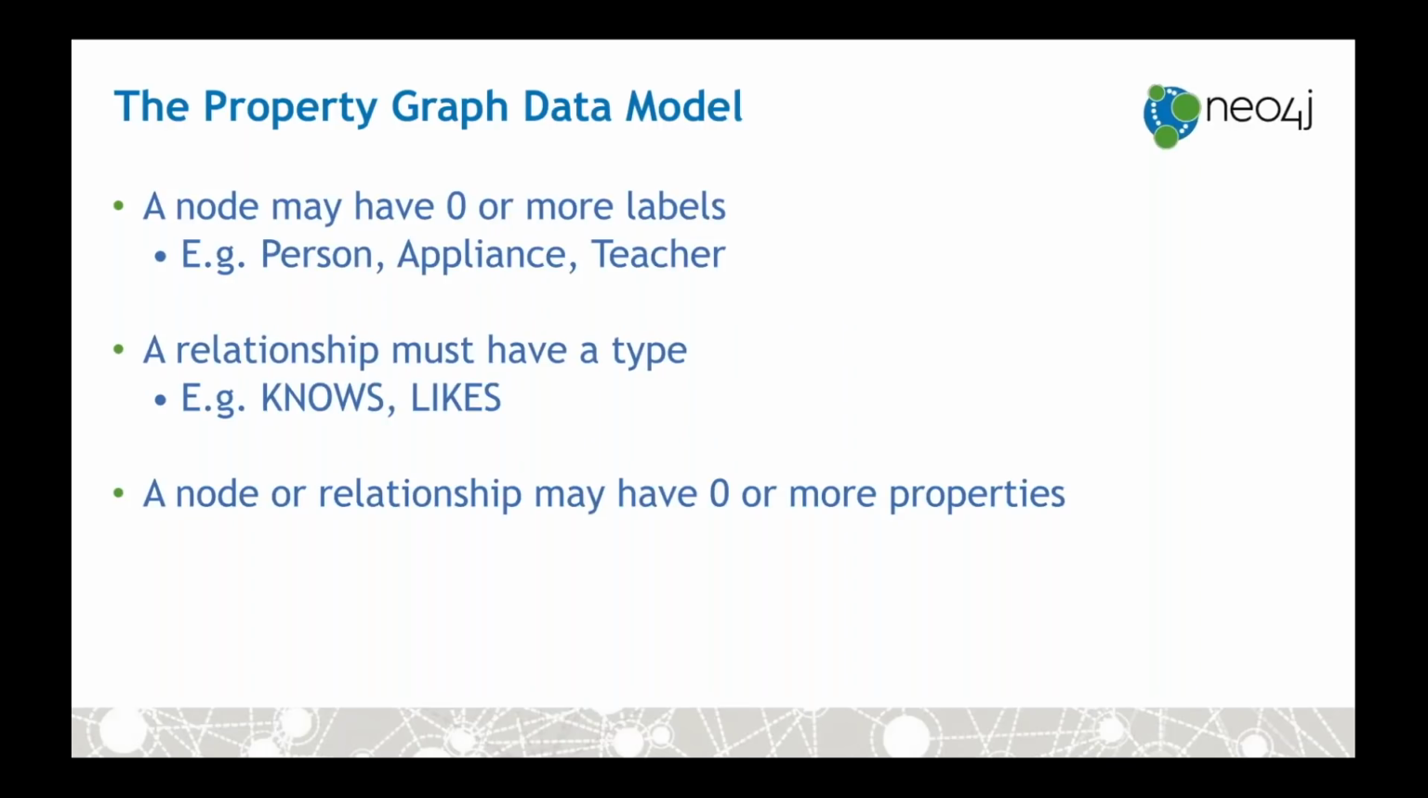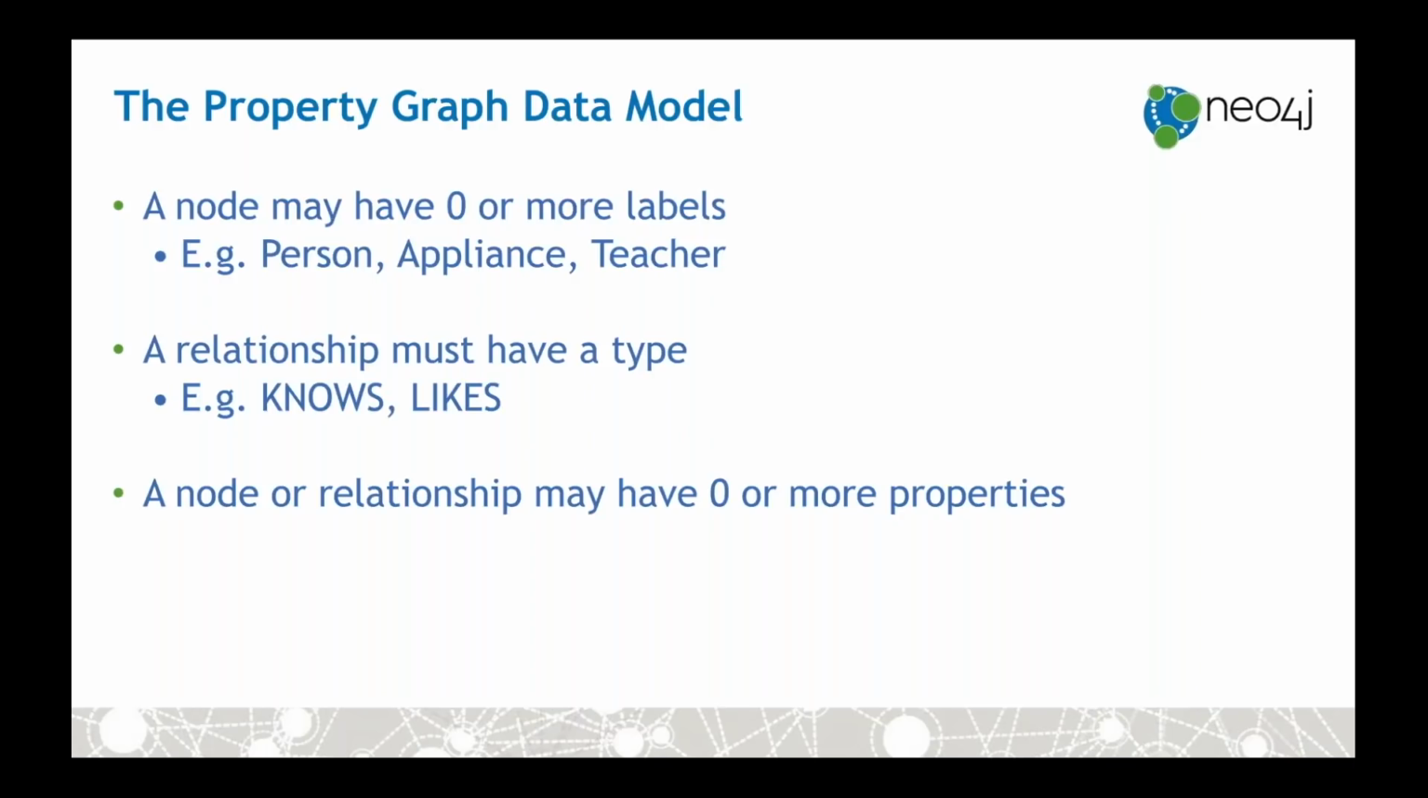Further extensions to the property graph data model include the following. A node can have 0 or more labels. So a node, for example, can be a person, or it can be a person and a teacher. Also, a node need not have a label, although we find that that's a very odd thing to do, because that means you lose a lot of the meaning in your graph.